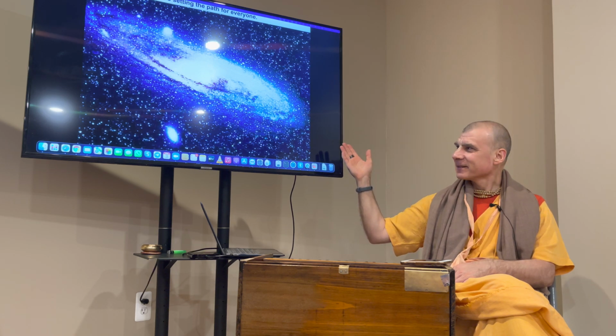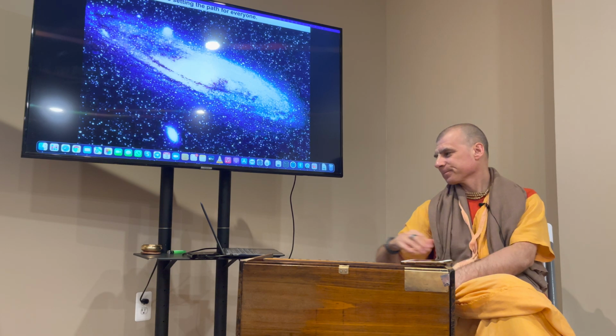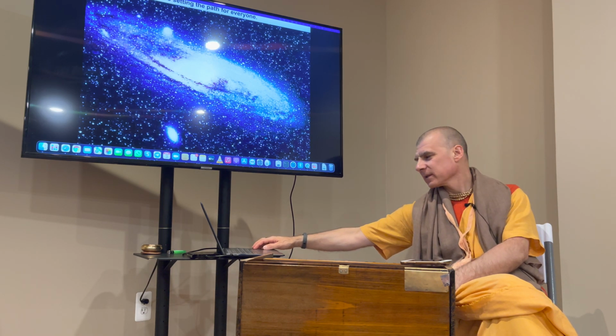This picture is meant to depict the Milky Way. I'm not sure if it is, but the Milky Way is kind of symbolic of the universal path. So Krishna is setting the path for everyone, which means everything is running according to Krishna's system, right? And so we can either follow the laws of God or break the laws of God. If we follow, we get benefit. If we break, we get ourselves in trouble. So that's the first statement.